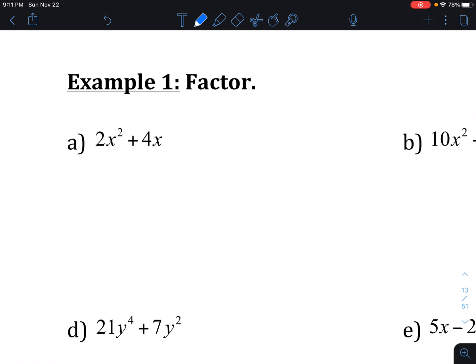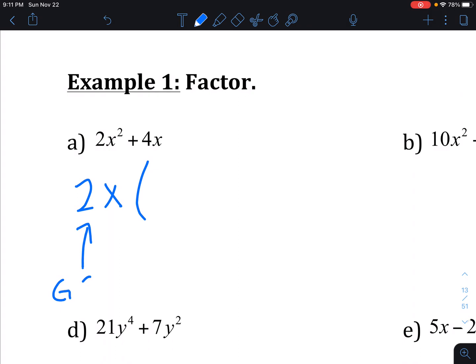Again, the directions are not going to tell you what exactly to do. They're just going to say factor. As a reminder again, always look for GCF first. So you have two terms here, 2 and 4. What's the highest number that multiplies into each of them evenly without a remainder? Well, that would be 2. An x is common to both of them, so I will say my GCF is 2x.